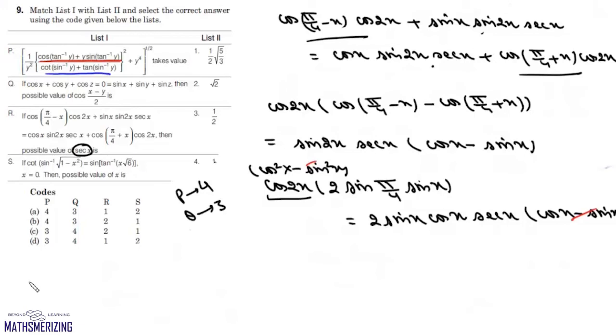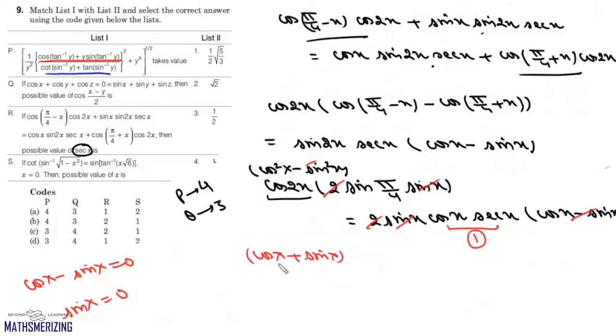So one of the solutions that we'll get is cos x − sin x = 0. We can also cancel 2 sin x. So another solution that we'll get is sin x = 0. Here cos x into secant x will be 1. So now we are left with (cos x + sin x) into 1 by root 2, and it'll be equal to 1. So from here we'll get this condition that cos x + sin x is root 2.